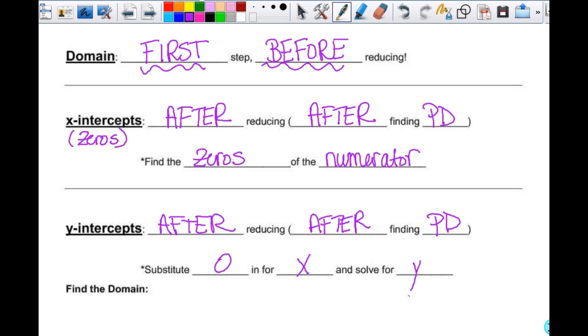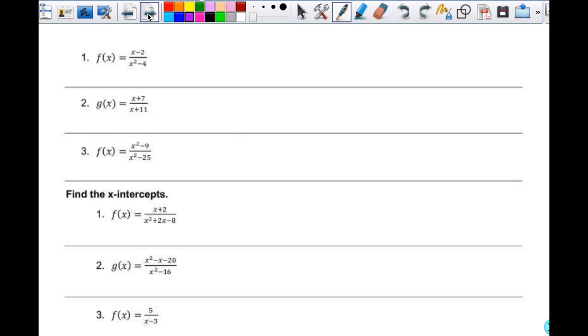So domain, x-intercept, these aren't new concepts. They may be for rationals, but make sure domain is done first. That's the only thing you do before reducing. I know yours doesn't say find the domain down right there. I don't know why mine went to the other page, but that's it. So let's flip it over and see how this is all going to work. Yours says at the top, find the domain, which mine should, but it doesn't for whatever reason.